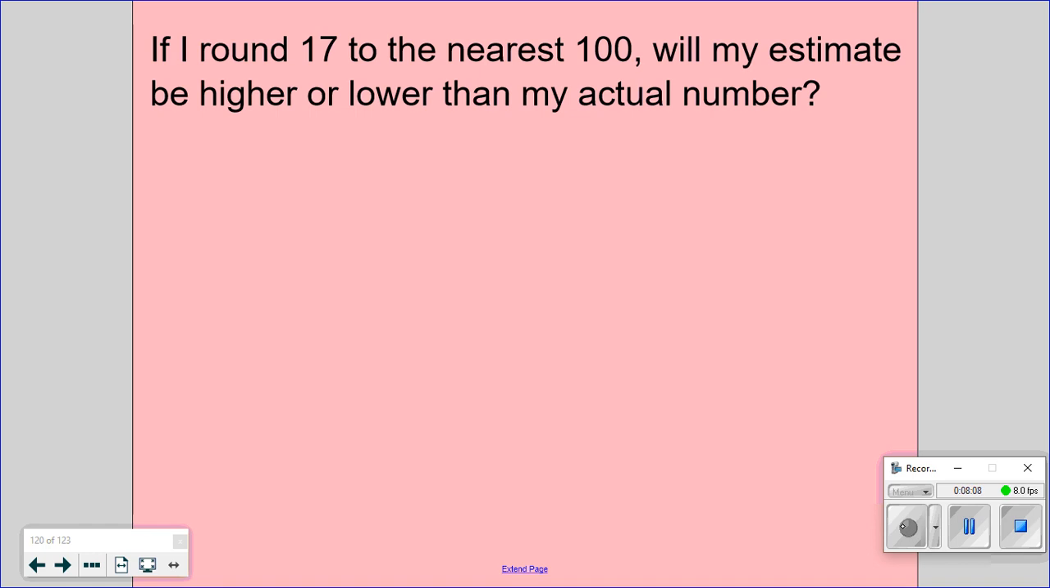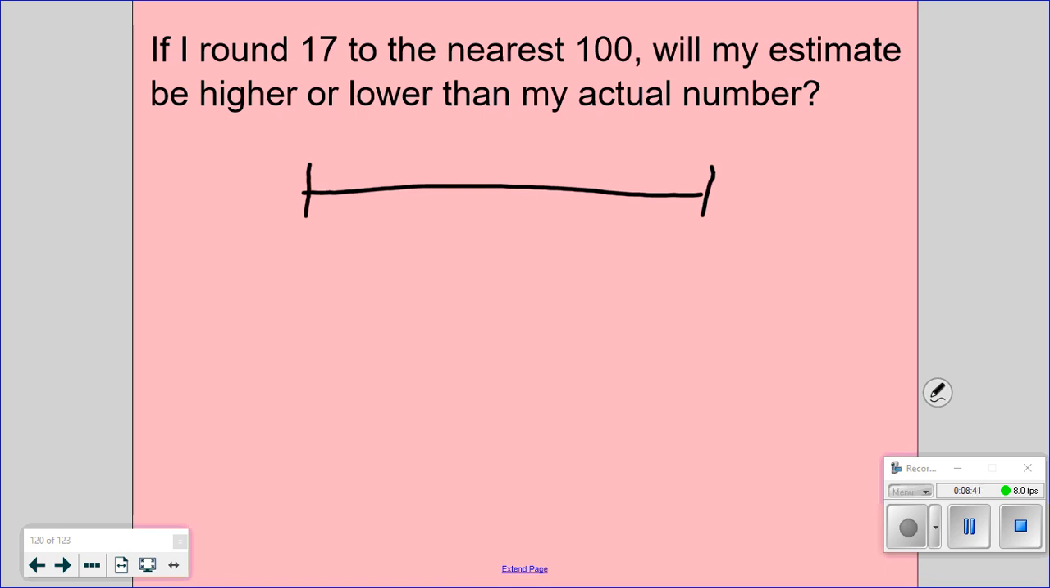By round 17, the nearest 100, probably need some kind of number line happening. Will that estimate be higher or lower than my actual number? When you've got your estimate and you've got your sentence, give me a secret thumb. All right, we should have a number line. If you don't have a number line, that's probably part of your problem.